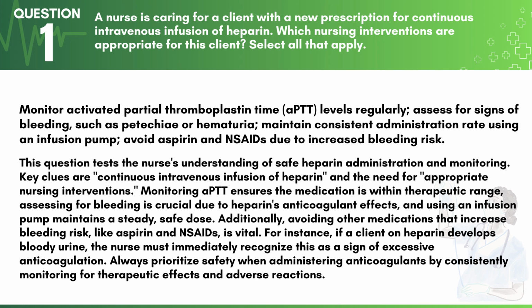Monitoring APTT ensures the medication is within therapeutic range, assessing for bleeding is crucial due to heparin's anticoagulant effects, and using an infusion pump maintains a steady, safe dose. Additionally, avoiding other medications that increase bleeding risk, like aspirin and NSAIDs, is vital. For instance, if a client on heparin develops bloody urine, the nurse must immediately recognize this as a sign of excessive anticoagulation. Always prioritize safety when administering anticoagulants by consistently monitoring for therapeutic effects and adverse reactions.